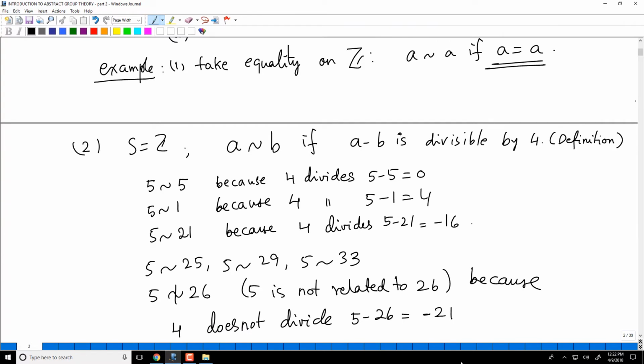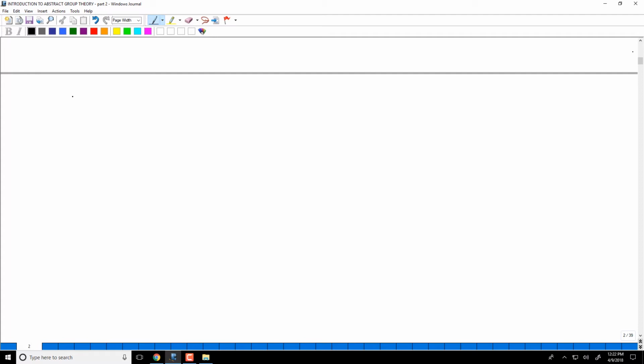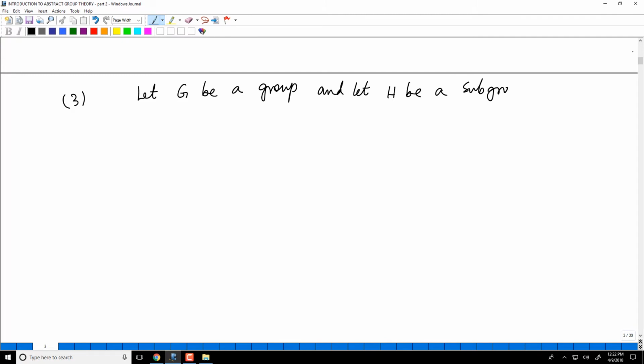Because we are doing group theory, let me define another equivalence relation which is more appropriate and more important for us. So let G be a group and let H be a subgroup of G. So I have a group and a subgroup of that group.